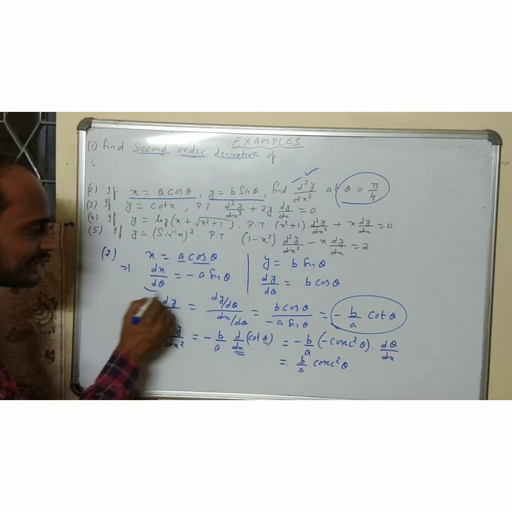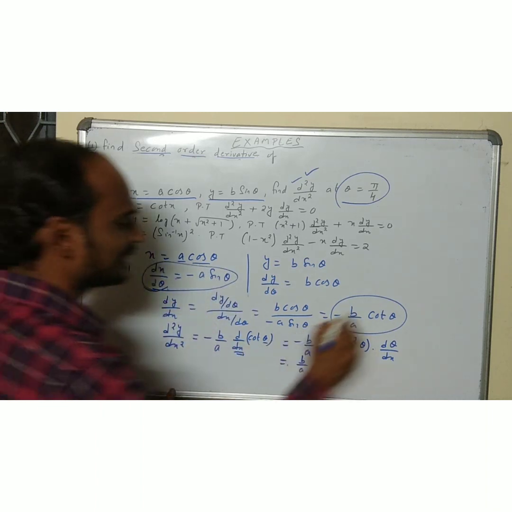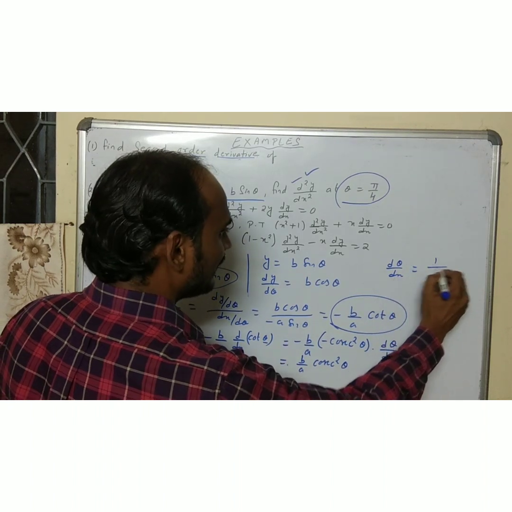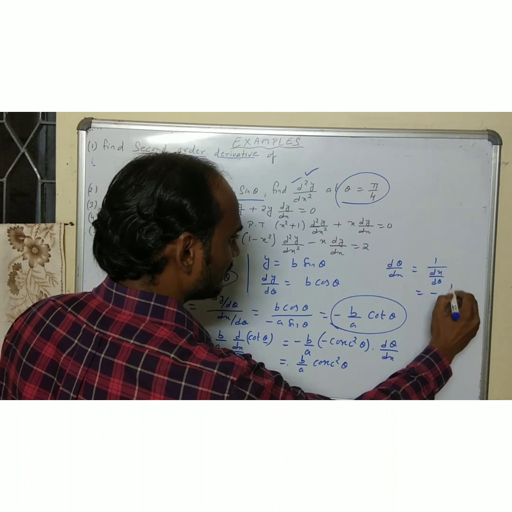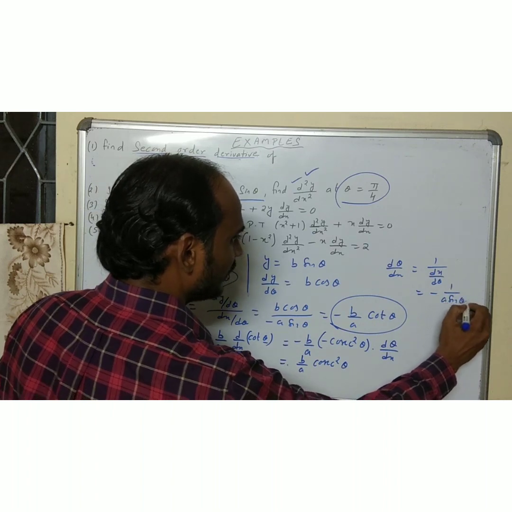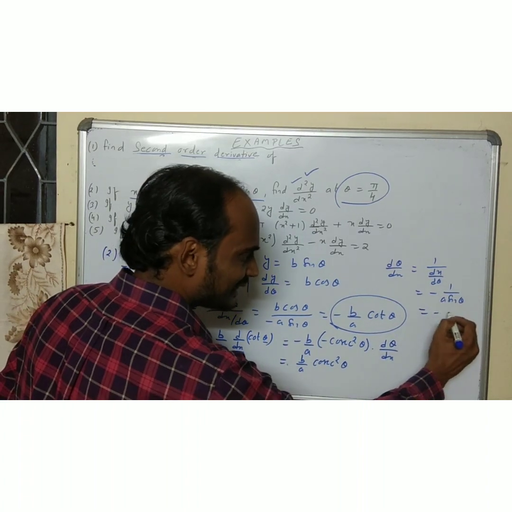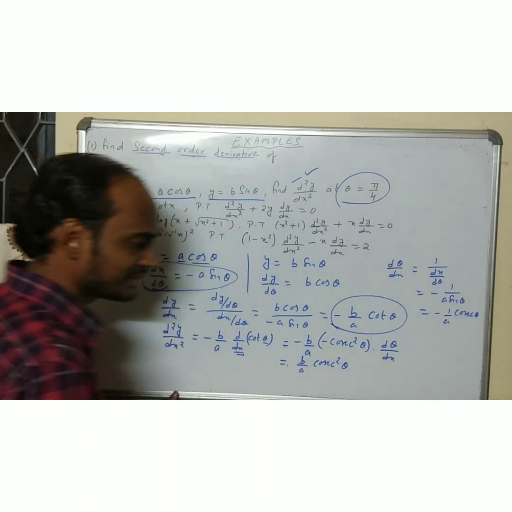We have found dx by d theta. Here you see that dx by d theta is minus a sin theta. So d theta by dx will be equal to 1 by dx by d theta, that means minus 1 by a sin theta. So minus 1 by a sin theta we have to write here. Minus 1 by a sin theta is actually equal to minus 1 by a cosec theta. You know, 1 by sin theta is cosec theta.